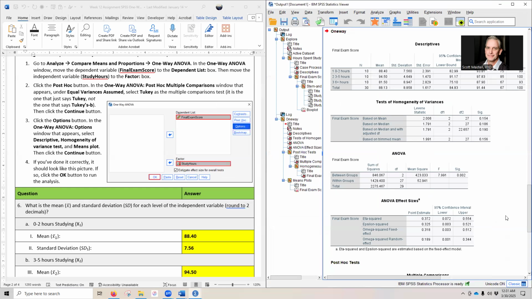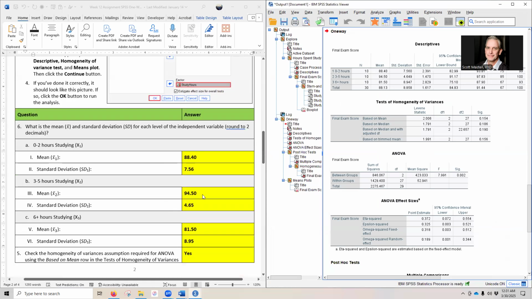All right, so here are the results of our one-way ANOVA. First thing I asked for is means and standard deviations. So for 0 to 2 hours, that is this group right here, our mean exam score is 88.40 with a standard deviation of 7.56. 3 to 5 is 94.50 with a standard deviation of 4.65. And for those who studied 6 or more hours, the mean score was 81.50 with a standard deviation of 8.95. And that is what these say.